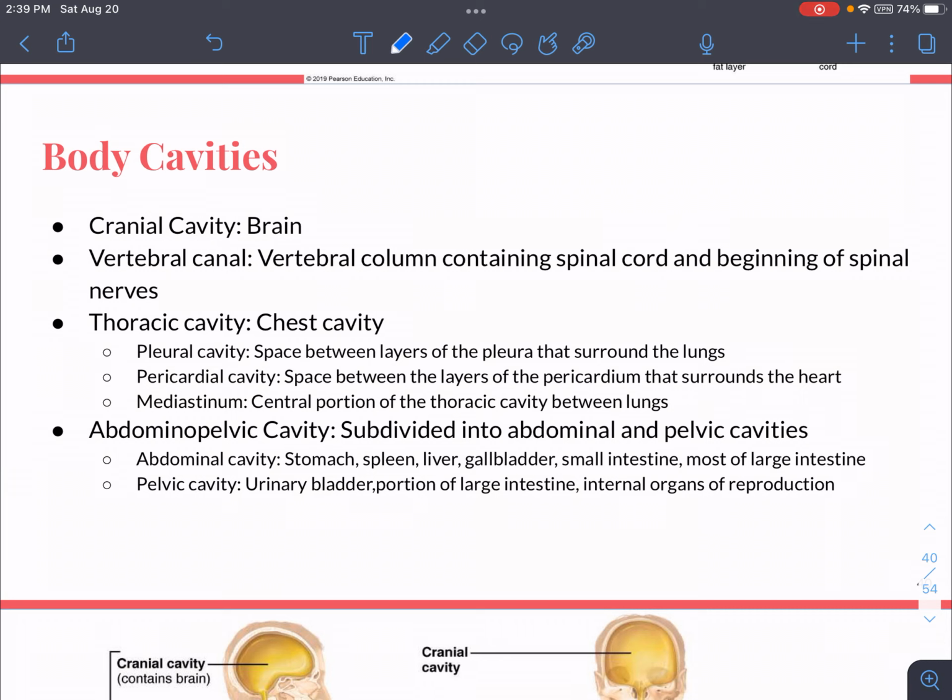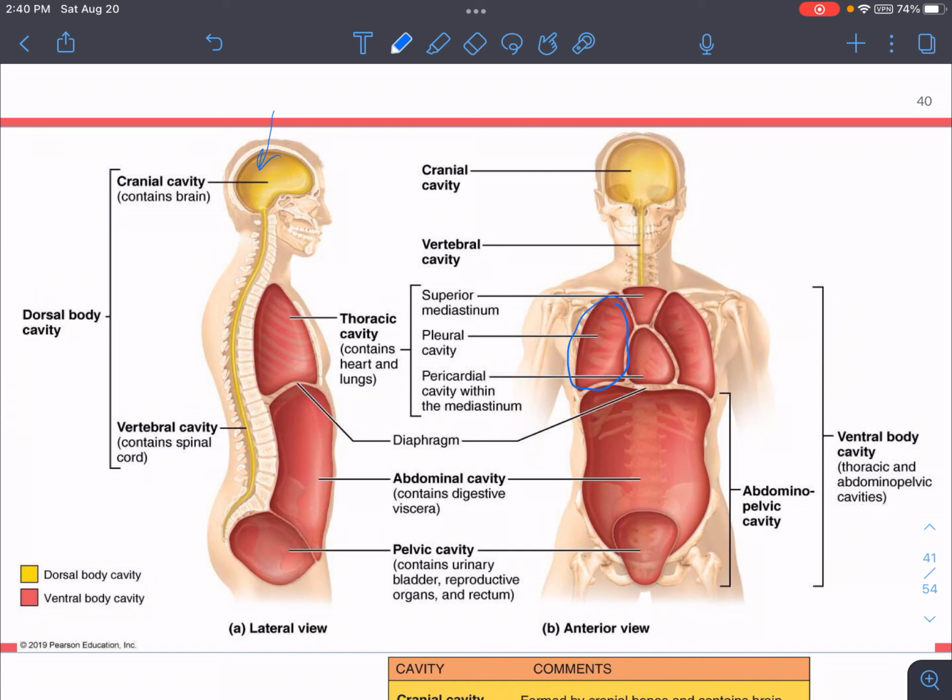So here's pictures that show our cranial cavity. It's where our brain is. We have the pleural cavity here for the lungs, the pericardial for the heart, and we have the mediastinum. And what separates the thoracic cavity from the abdominal cavity is your diaphragm that fits in here. Your diaphragm is what separates the thoracic cavity from the abdominal cavity.